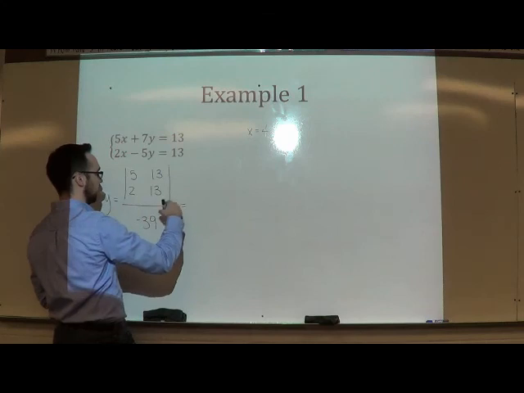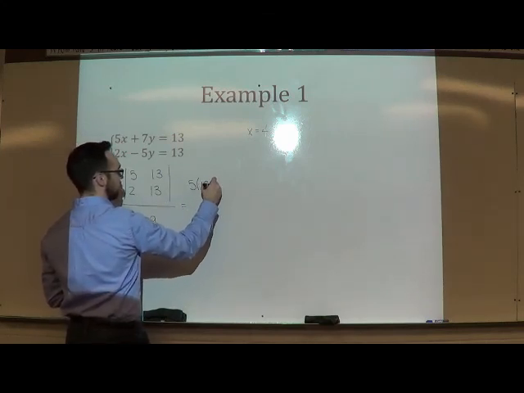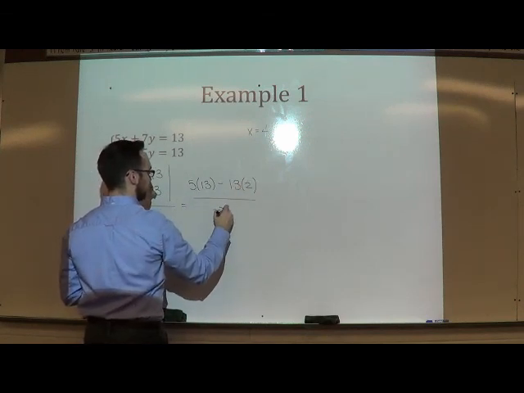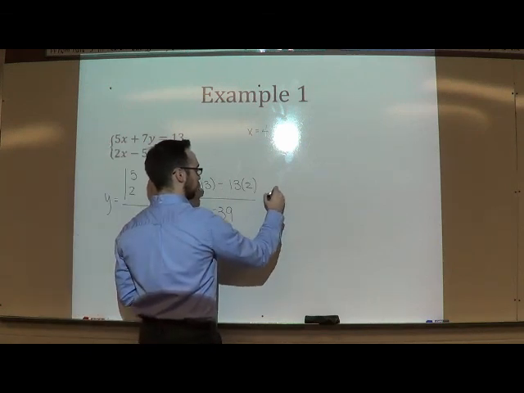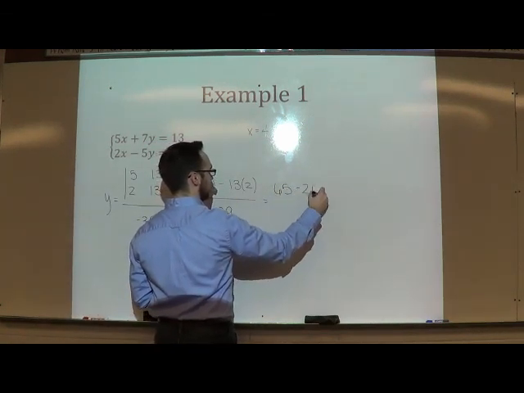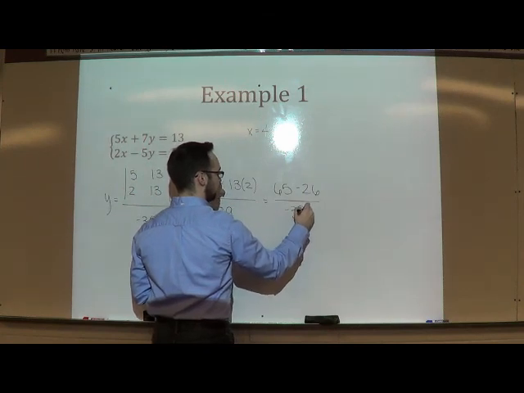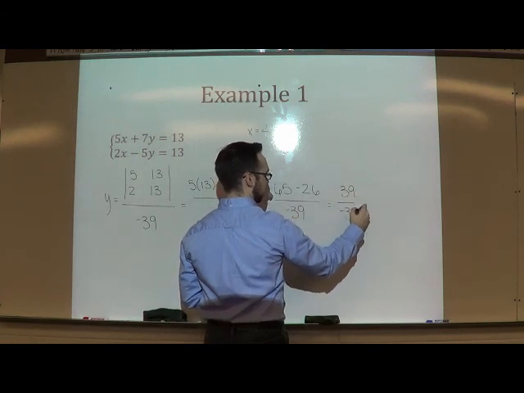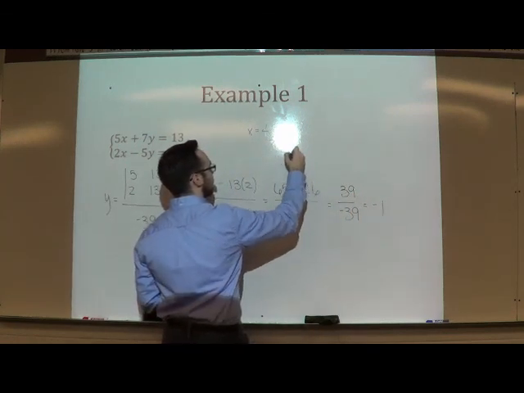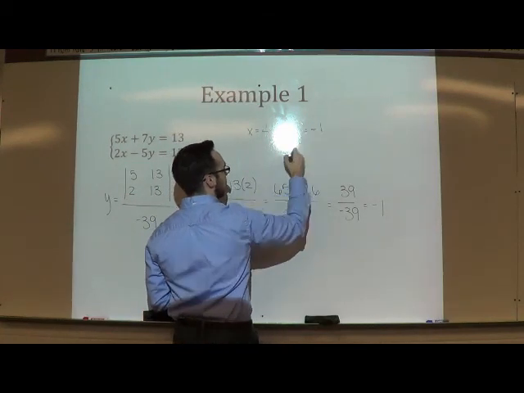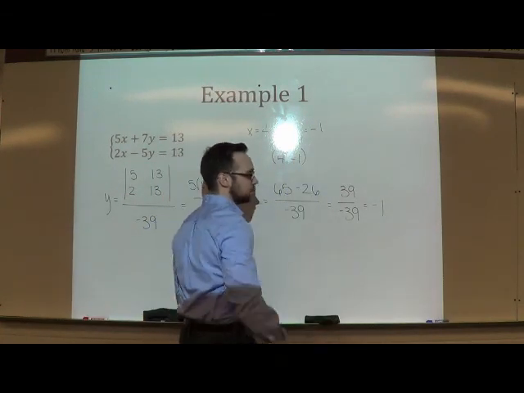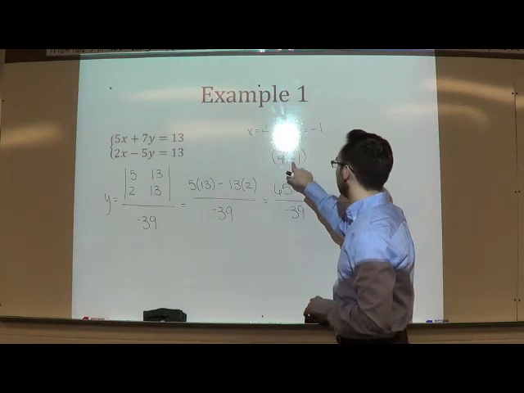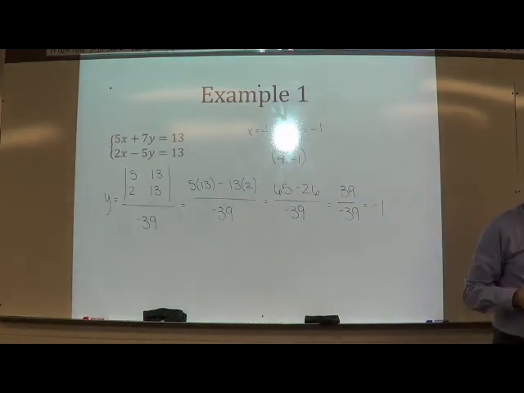So we just have to do the determinant up top. So we have 5 times 13 minus 13 times 2 all over negative 39. So again, we get 65 minus 26 all over negative 39. We get 39 over negative 39, which is negative 1. So our coordinate would be 4, negative 1. So if you wanted to solve this using substitution or elimination with this, you could, and you should get the exact same answer of 4 and negative 1.